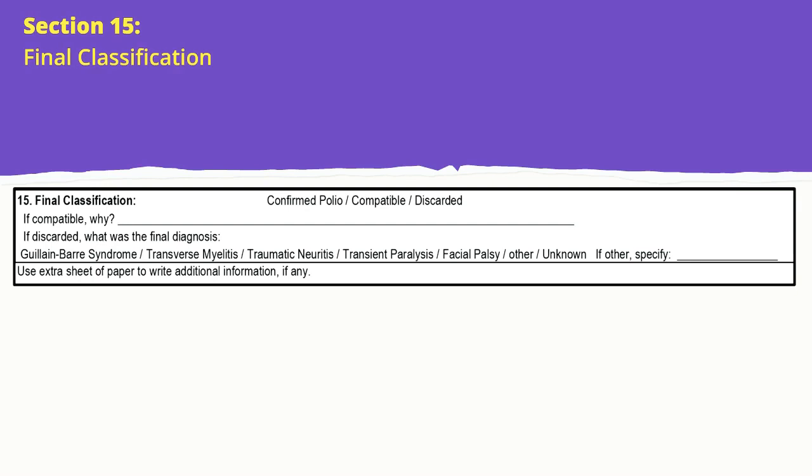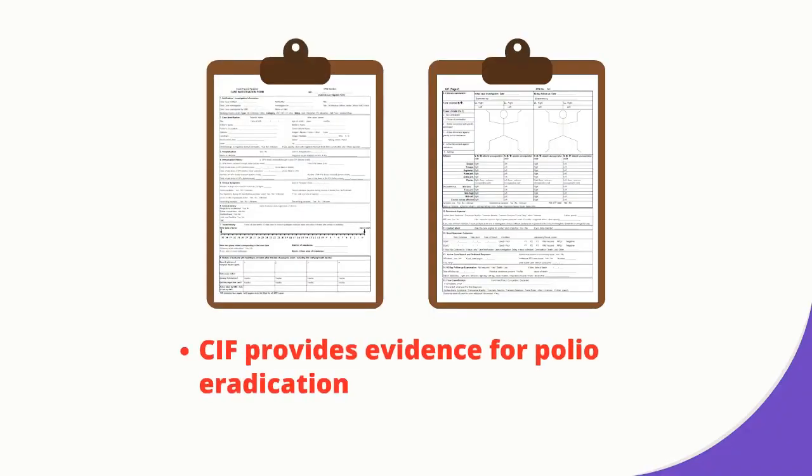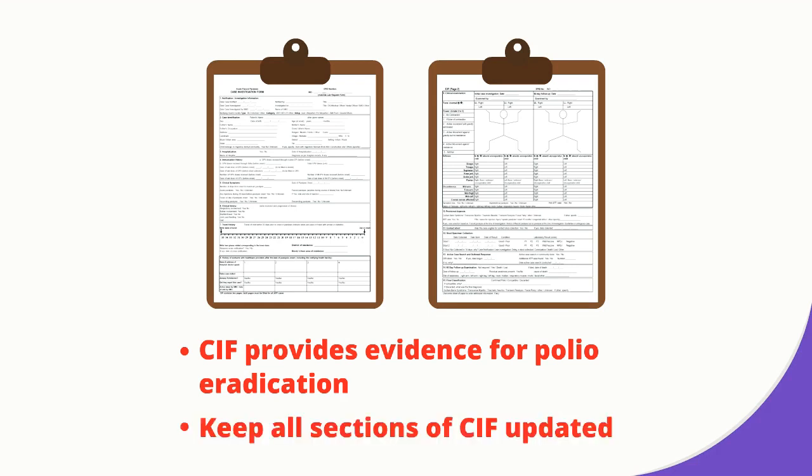AFP case can be classified as confirmed polio, compatible or discarded. Once discarded, the final diagnosis must be written in the CIF by the DIO or SMO at earliest. CIF is an important document for providing evidence of polio eradication. Keep all the sections updated as and when the relevant information is available.